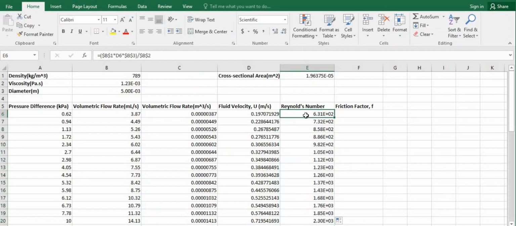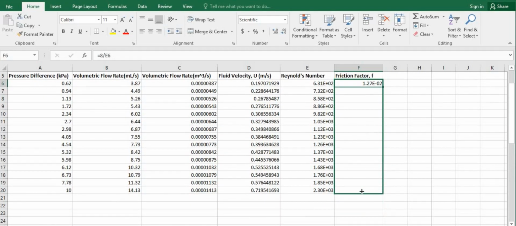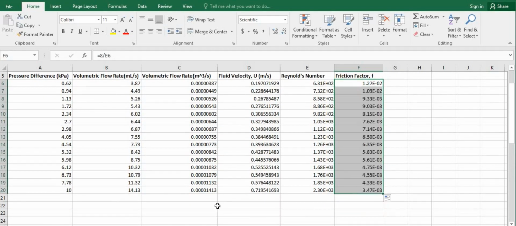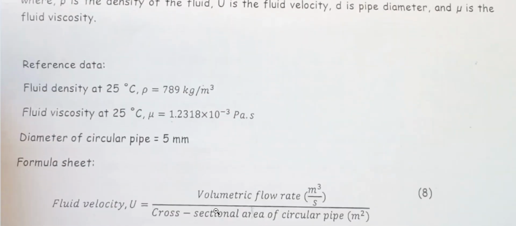Now this is the same as 631, this is 732, they are all less than 2300 except the last one, which is exactly equal to 2300. So it shows that all the flows are laminar. So our friction factor will simply be equal to 8 divided by the Reynolds number. Press enter and drag it down. Now we are through with the part of the question that asks us to fill in the values in the table.